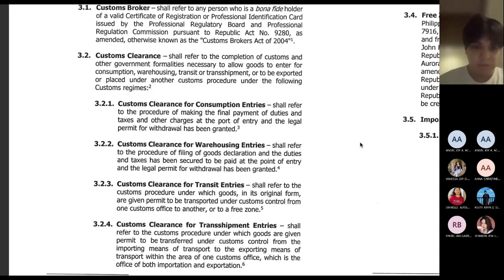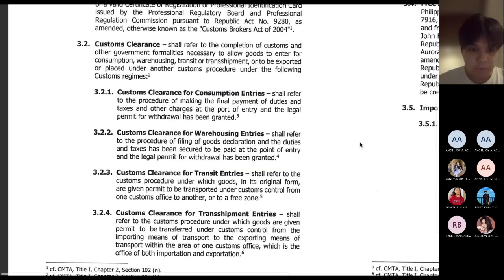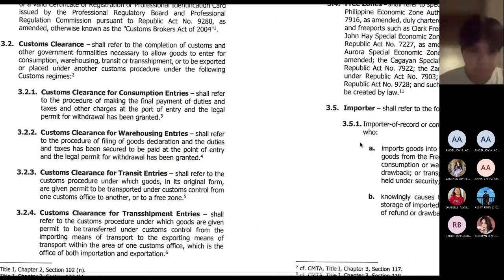3.2.4 Customs clearance for transshipment entries shall refer to the customs procedure under which goods are given permit to be transferred under customs control from the importing means of transport to the exporting means of transport within the area of one customs office, which is the office of both importation and exportation.